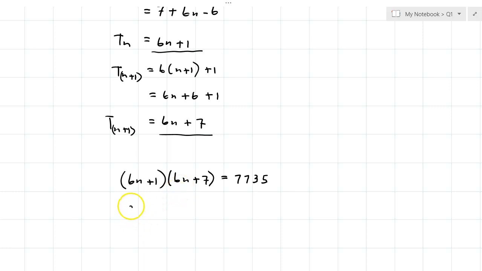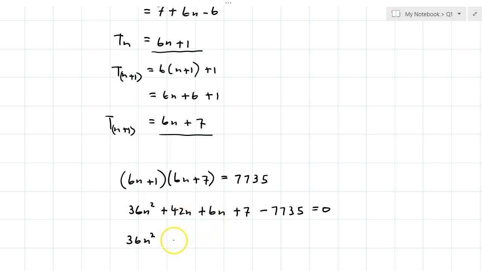6n times 6n is going to be 36n squared. And then 6n times positive 7 is going to be positive 42n. Positive 1 times 6n is plus 6n. So we're just using the FOIL method to open out these brackets. And then here we're going to get plus 7. Let's bring this term over to the left-hand side, so that's going to be minus 7,735 equals 0.